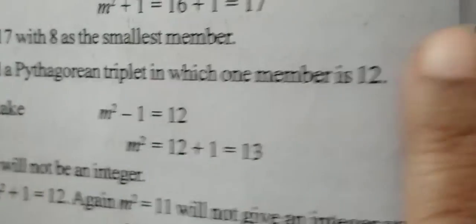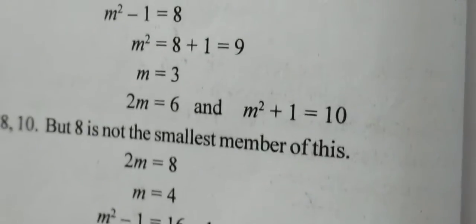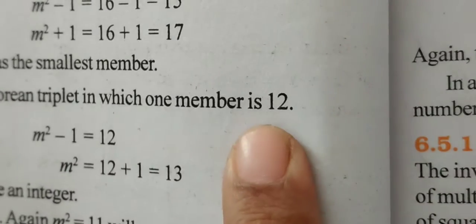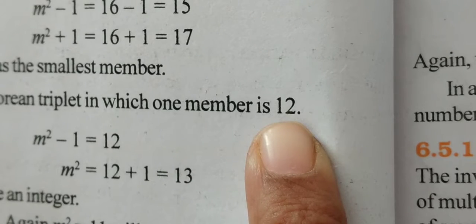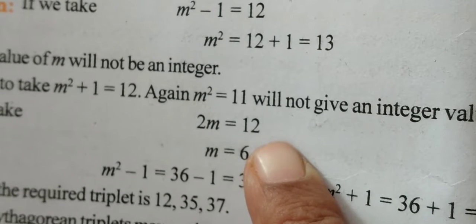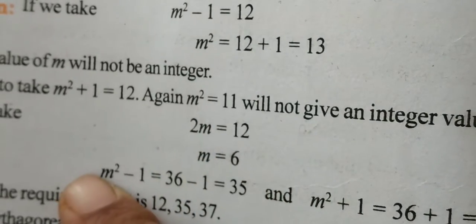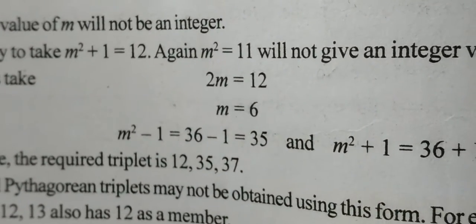So never go for these forms first. Just check the number. If it is not mentioned that the number is the smallest member, then you always check whether the number is divisible by 2. Yes, it's a multiple of 2, it is divisible by 2. Directly take up this form, 2m is equal to. Okay, then your work becomes easy. Directly you can get m and then substitute the value of m in m square minus 1 and m square plus 1, and you get the triplet easily.